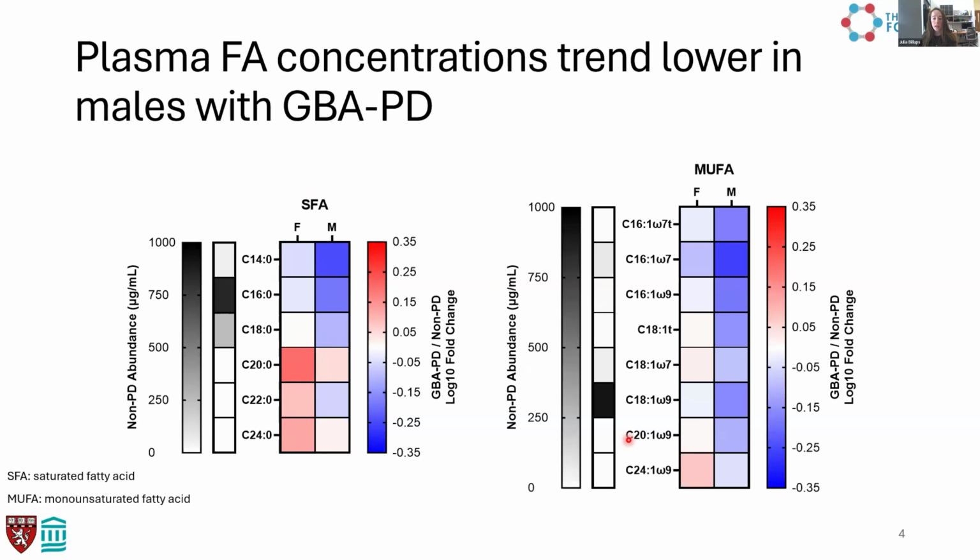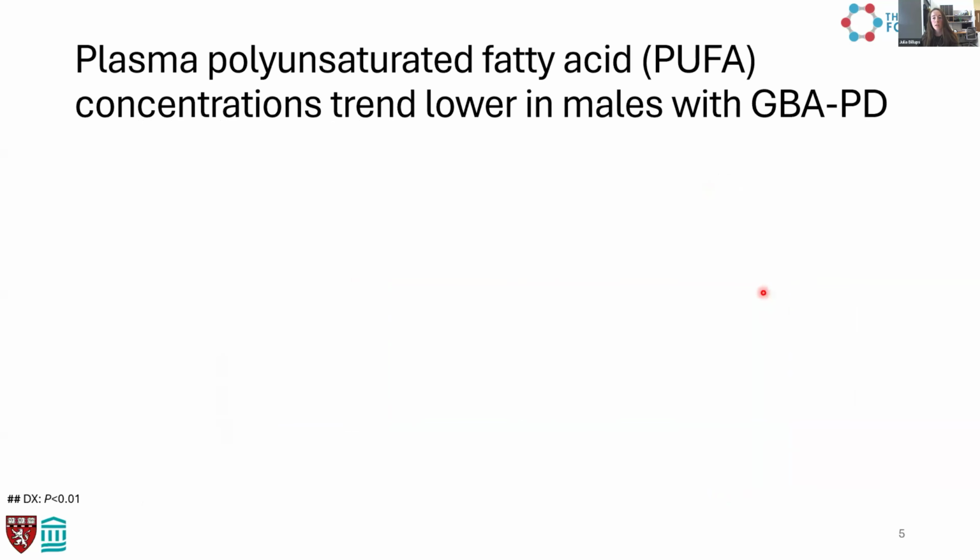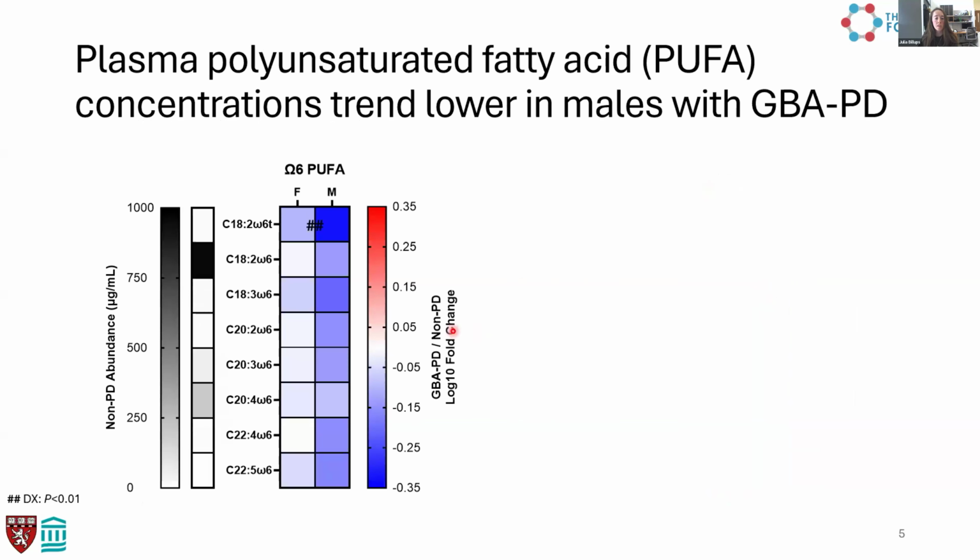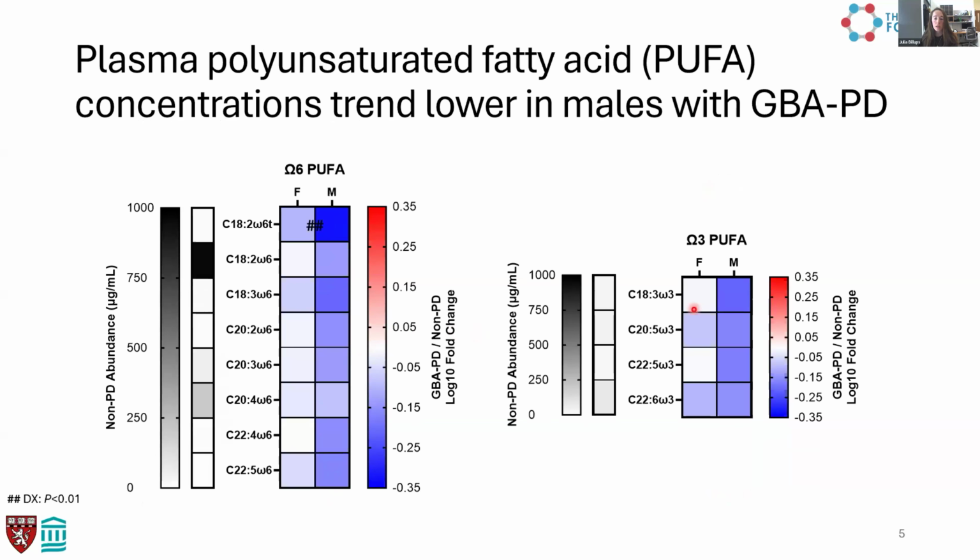When we look at monounsaturated fats, we see overall a general reduction in monounsaturated fatty acids compared to non-PD individuals. However, the individual comparisons are not significantly different between GBA and non-GBA PD plasma here. When we look at the polyunsaturated fatty acids, we see a similar trend in lower concentrations in males with GBA-PD for omega-6 PUFAs and omega-3 PUFAs listed here.